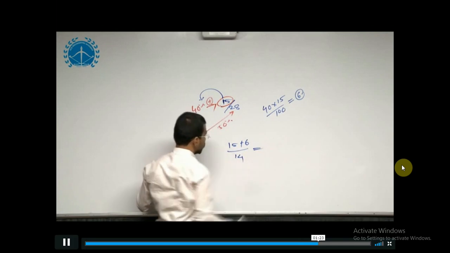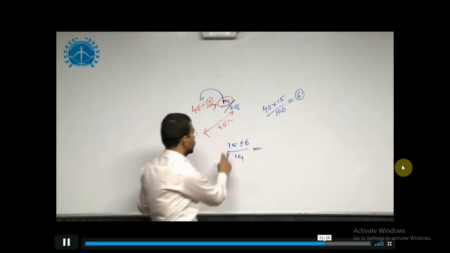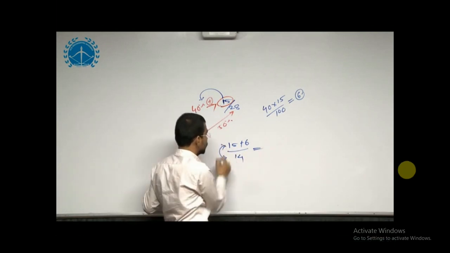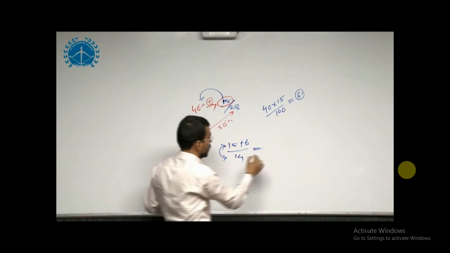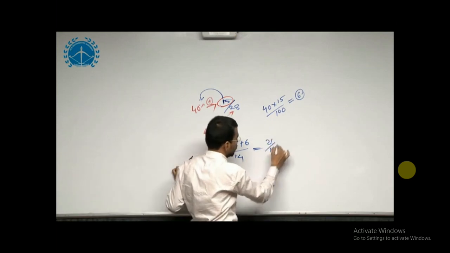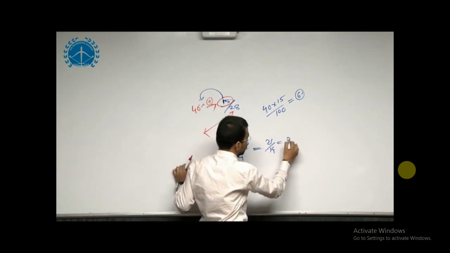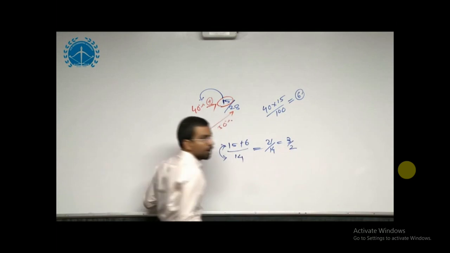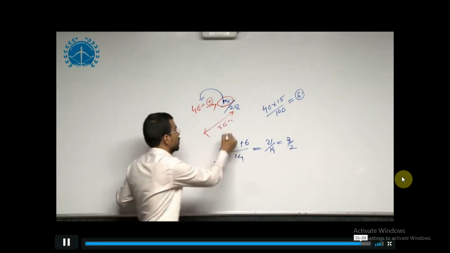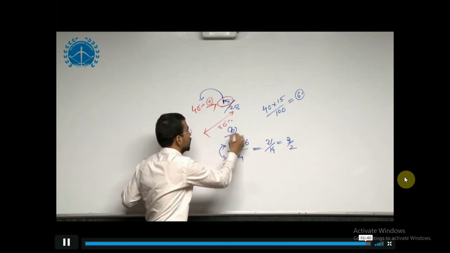So what is the new ratio? This is the new ratio that I want to know. Then 21/14 is how much? It is 3/2. If I go to the options, then option B is the right option.